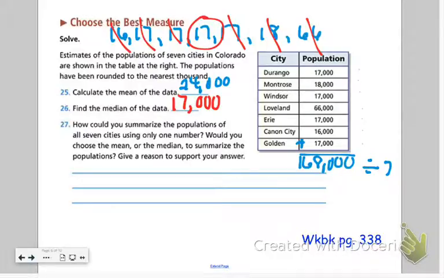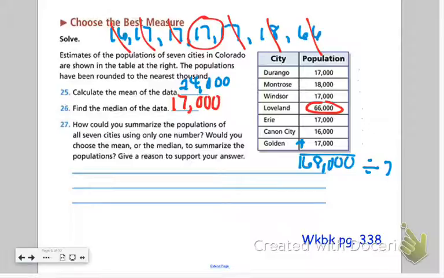How could you summarize the populations of all 7 cities using only one number? Would you choose the mean or the median to summarize the populations? Give a reason to support your answer. So let's see. It looks like we have 16, we've got 17, several 17,000s. We have 18,000, and then we have that 66,000 in Loveland in Colorado.